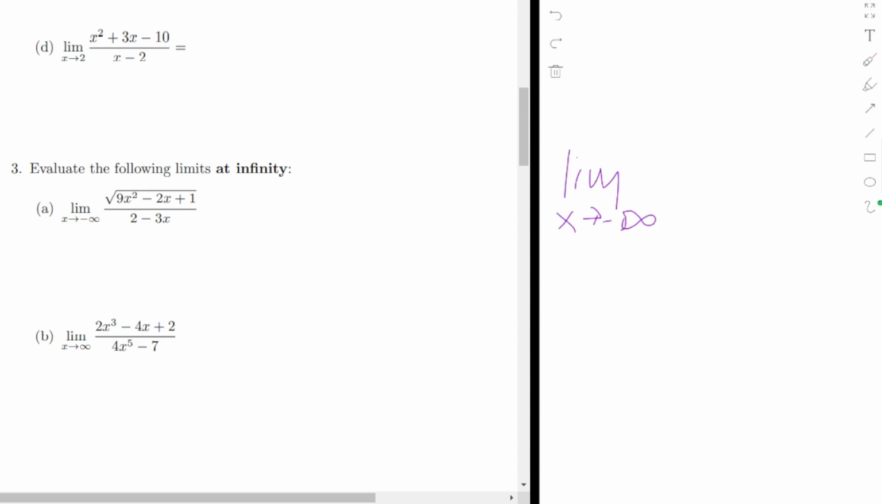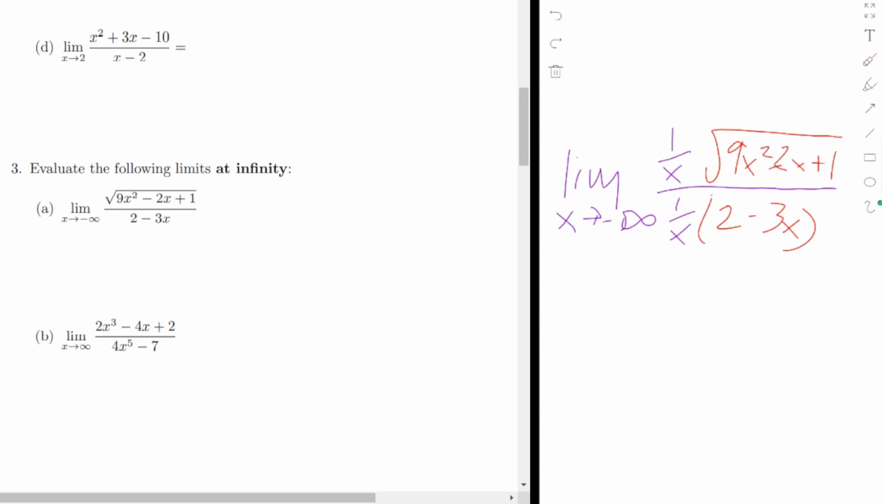Notice the highest power of x in the denominator is x. We're not going to just be able to distribute a 1 over x through 9x squared minus 2x plus 1, because all of that is under a radical. At best, we will be able to rewrite the thing like this. I have multiplied the top and bottom by the highest power of x I found in the denominator, where the denominator was 2 minus 3x, and the numerator was square root of 9x squared minus 2x plus 1.